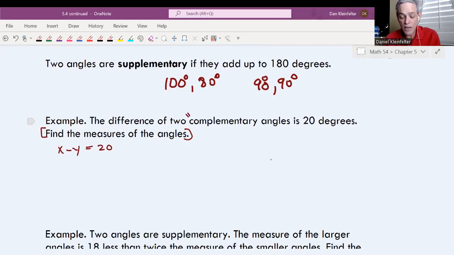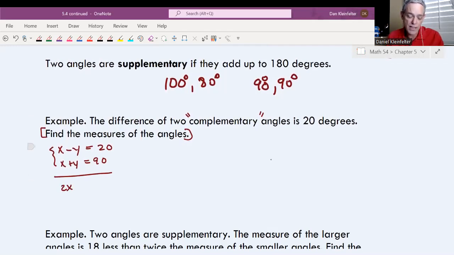Where we get the second equation from is knowing that those two angles are complementary. If they're complementary, they have to add to 90 degrees. So here we didn't get a whole second sentence telling us that that turns into an equation. It's kind of hidden in the word complementary. But once you got that, it's kind of downhill from here.